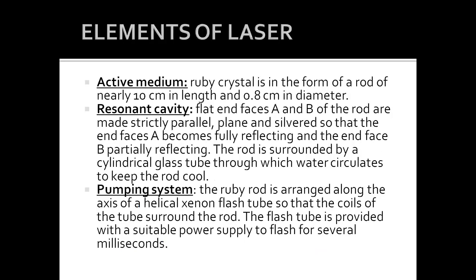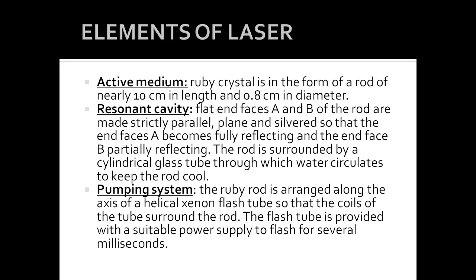Coming to the parts of ruby laser, three important parts: active medium, resonant cavity, and pumping system. Active medium, as we had discussed, is a ruby rod, which is in the form of a ruby crystal, in the form of a rod of 10 centimeters long and 0.8 centimeters diameter. And the chemical configuration of ruby crystal is aluminum oxide doped with chromium ions by a percentage of 0.05.